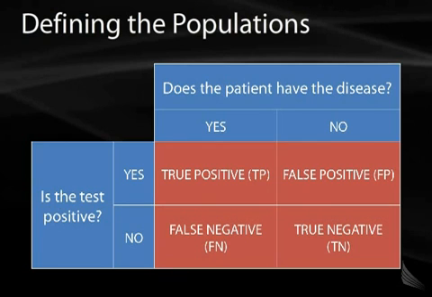If a patient has a disease, however, the test is negative, that would be a false negative value shown on the bottom left. Whereas a patient, if they don't have the disease and the test is also negative, that would be a true negative shown on the bottom right. Clearly, ideally, for a diagnostic test, we want to maximize the true positives, maximize the true negatives, and minimize the false positives and minimize the false negatives.